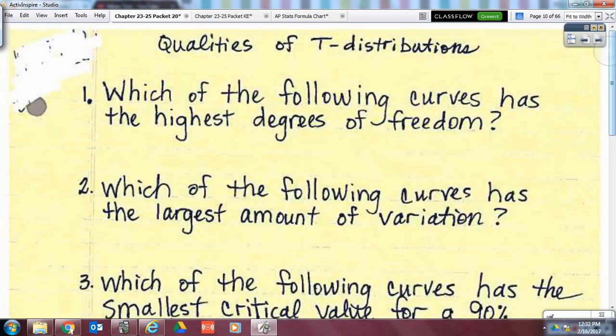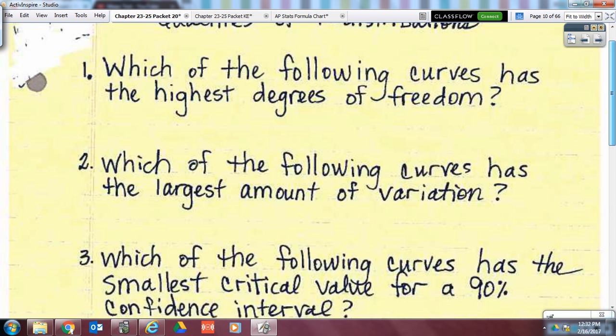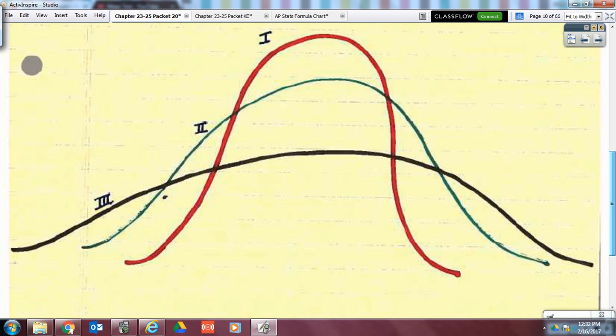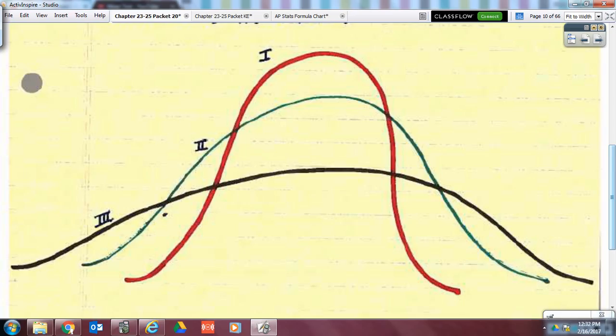Now, let's have you guys do a little quick check. I want you to turn to your next page. Which of the following curves has the highest degrees of freedom? And so I'm going to give you a few moments to look at these 3 different curves that you have there and answer those 3 questions, and then we'll come back and talk about that.